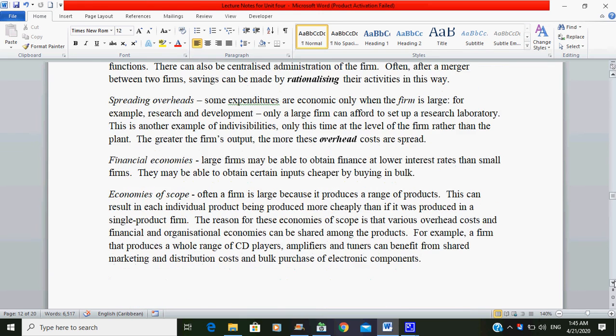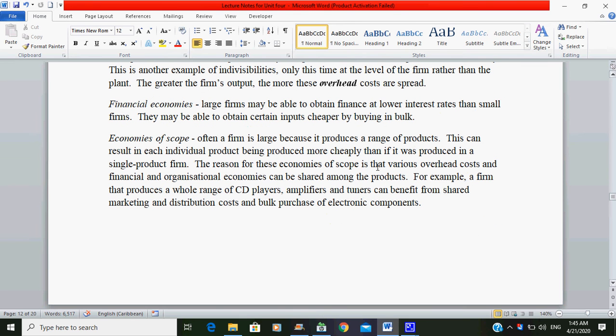In national economies, large firms may be able to obtain finance at lower interest rates than small firms. They may be able to obtain certain inputs cheaper by buying in bulk.